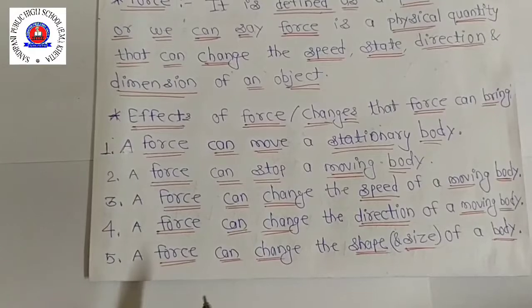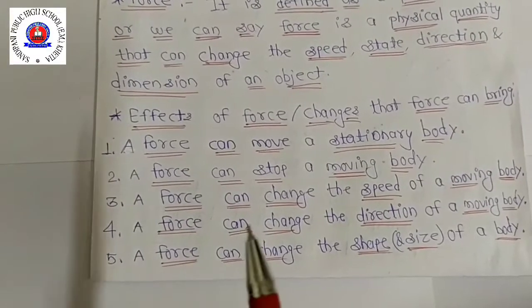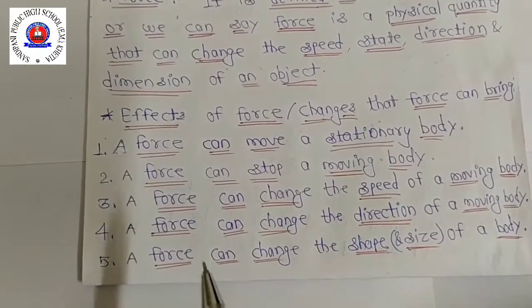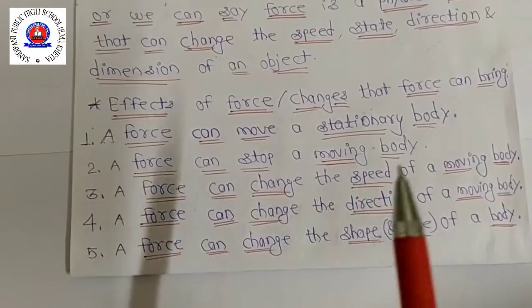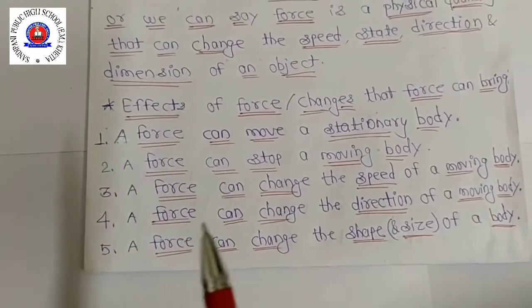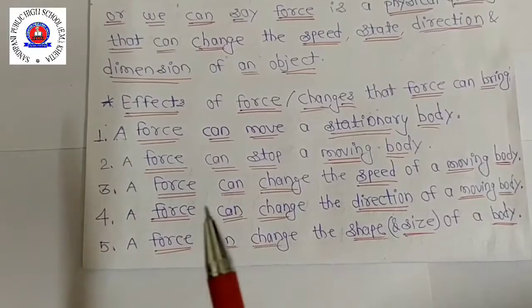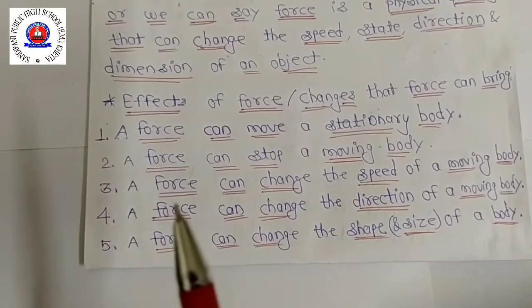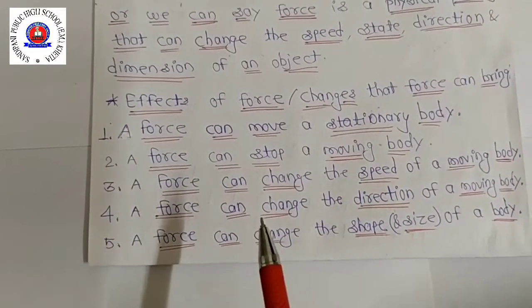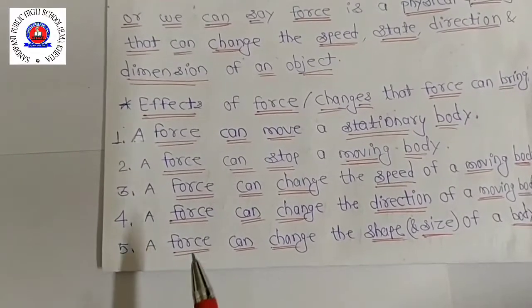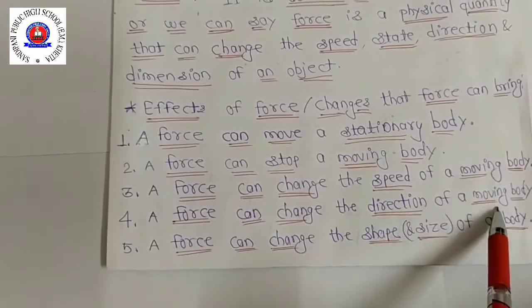If we blow air from our mouth on the smoke rising up from a burning agarbatti, then the direction of motion of smoke changes. So in this case, the force exerted by the blowing air changes the direction of moving smoke. From this example, we conclude that force can change the direction of a moving body.